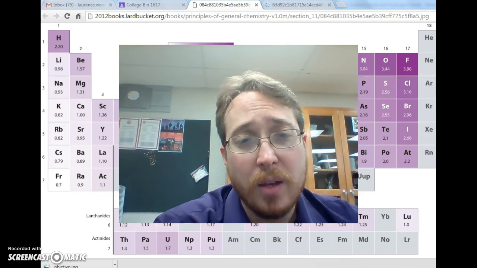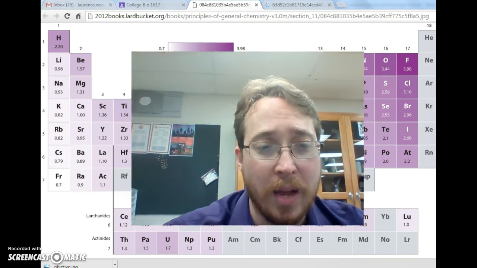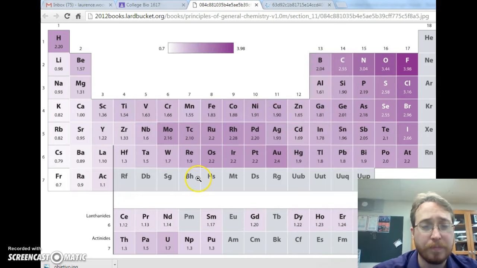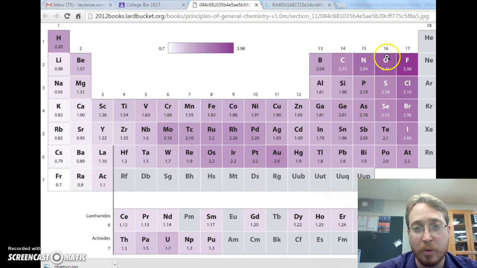Now for us, we care about our elements of life. So let's take a look at this trend. We know that as we go across the periodic table, from boron to carbon and carbon to nitrogen and nitrogen to oxygen, what we're doing is we're adding protons. So as we go across a row, we gain electronegativity.